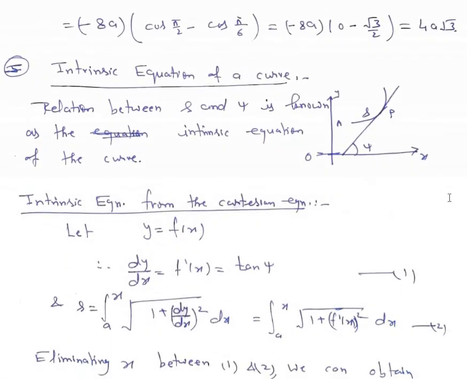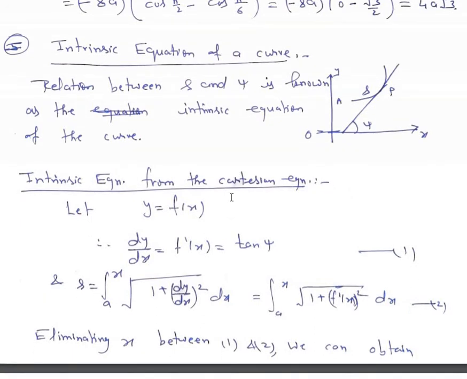Now we discuss what is meant by intrinsic equation of a curve. Now if you see this figure, x-axis, y-axis, this is the origin, this is the curve. Suppose A is the fixed point, P is the variable point, and if we draw the tangent at P of this curve, so this tangent makes angle psi with x-axis, and suppose the arc length AP is s. Then relation between s and psi is known as intrinsic equation of the curve.